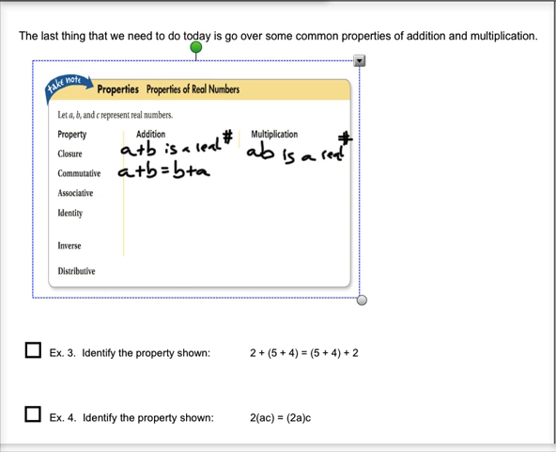And the same thing applies for multiplication. A times B equals B times A. So 1 times 2 is 2, 2 times 1 is 2. They equal the same thing.